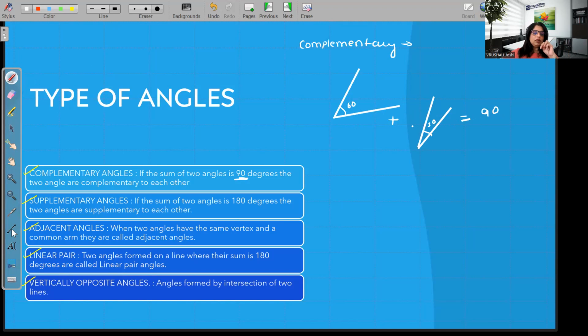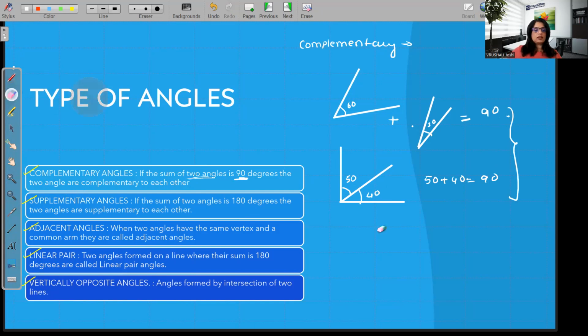Now, if you take another angle, you take one angle like this and you draw two like this in between, then you can see that this angle plus this angle will form 90 degree. Suppose this is 50 degree and this is 40 degree. So 50 plus 40 will also give you 90 degree. So in both cases, they are called complementary angles. So what is the meaning of complementary angles? If the sum of two angles is 90 degree, then the two angles are complementary to each other. That is what they say.